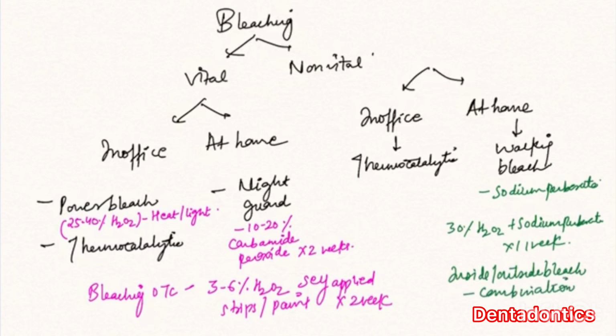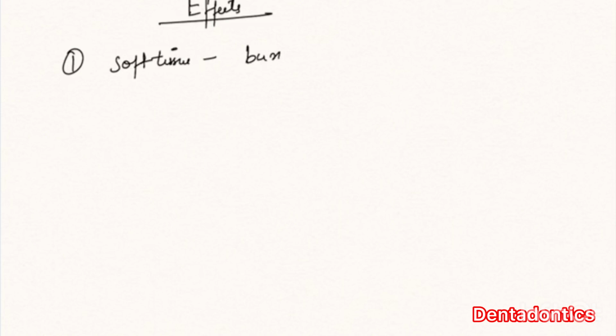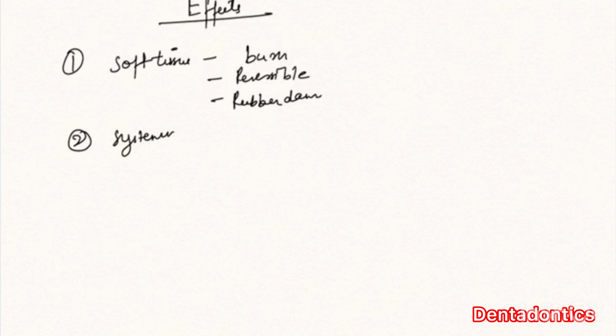So this was all about bleaching different types of tooth. Now coming to the effects of the bleaching. As we know, bleaching causes whitening of the tooth, but it has several side effects. First, it has effects on soft tissue. If the bleaching agent falls on the mucosa, soft tissue, or gingiva, it may lead to a burn, but it is reversible. So a rubber dam should always be applied before the bleaching procedure.